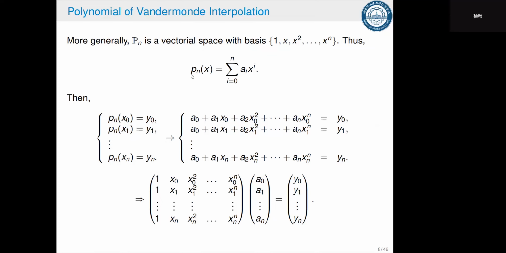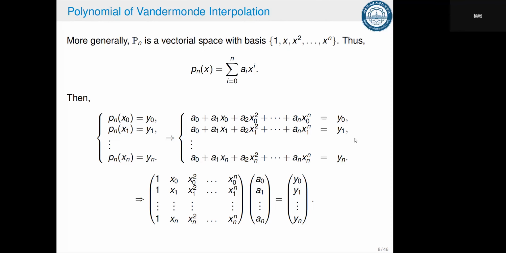And these n plus 1 interpolation conditions are nothing but n plus 1 equations. Thanks to the definition of Pn defined here, you substitute Pn by its definition, and you finally get these n plus 1 equations. Of course, now the objective is to solve these n plus 1 equations. You need to solve it.